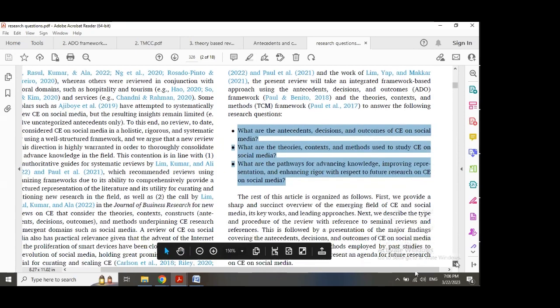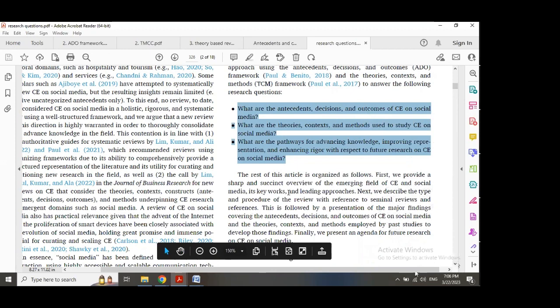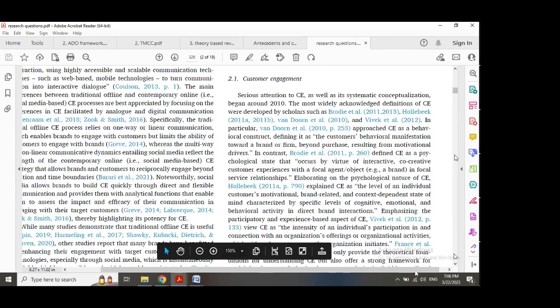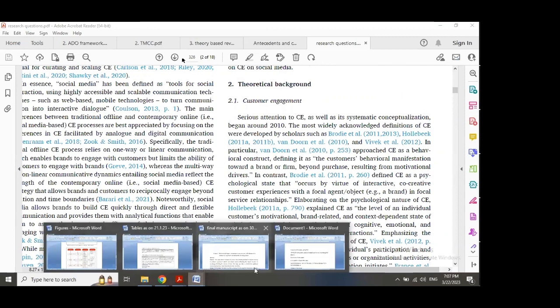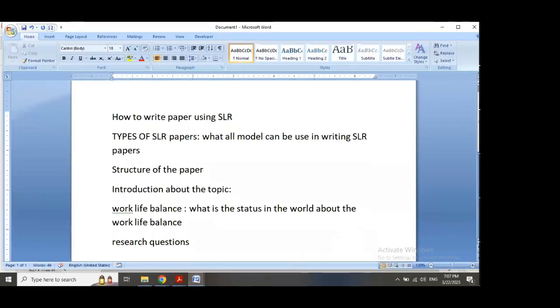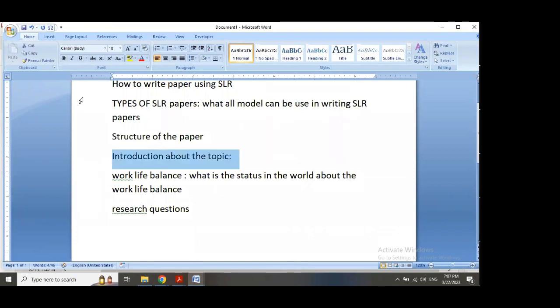And after this, you know this thing, the rest of the article is as follows. First, we provide, meaning in the preceding paragraph, what you will be writing. The second part will contain the theoretical background. The third part will contain the research methodology, and so on, right? So what is the first thing that we'll be writing when we are writing an SLR paper? An introduction about the topic and the research questions. This is the important thing.